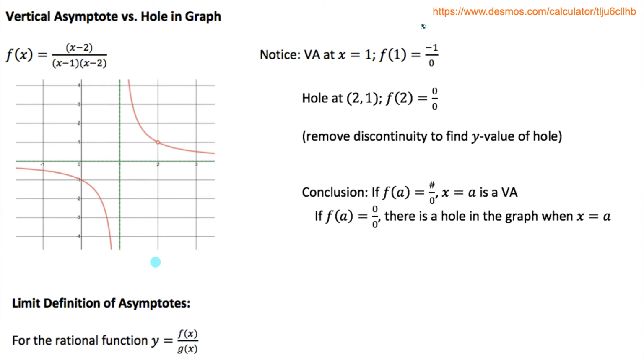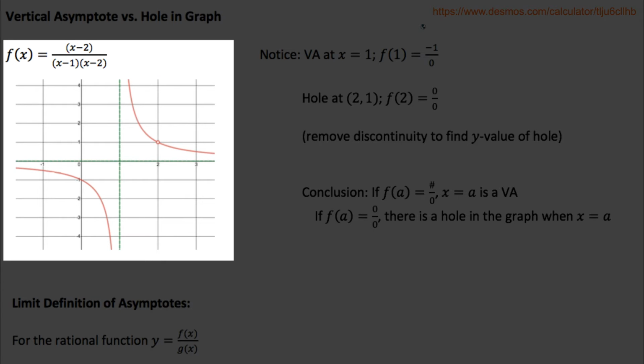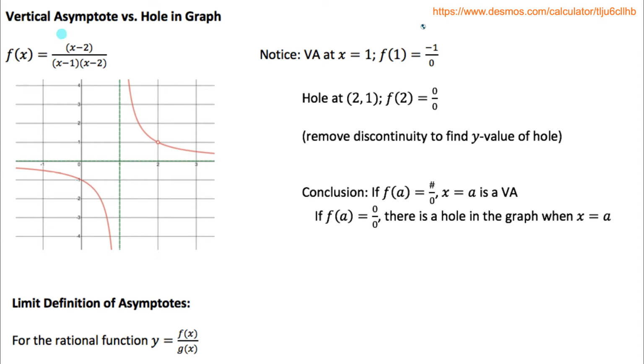Now I've said up until now any x value that makes the denominator 0 is a vertical asymptote, and that's actually not the whole truth. An x value that makes the denominator be 0 could be a vertical asymptote or a hole in the graph. If we look at this graph right here, notice there's a hole in the graph right there at an x value of 2. And if we look at the equation, let's look at why that is.